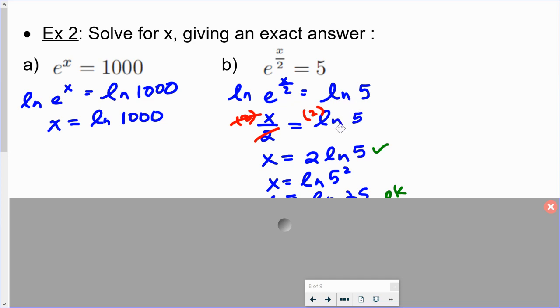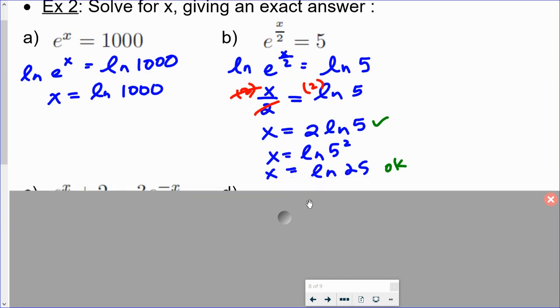On this side, I just have ln 5, but I decide to multiply both sides by 2 to cancel out the 2 in my denominator. So I end up with x is equal to 2 ln 5, which could also be written as ln of 5 squared or ln of 25. Both of those are good exact answers, but this is a little simpler.